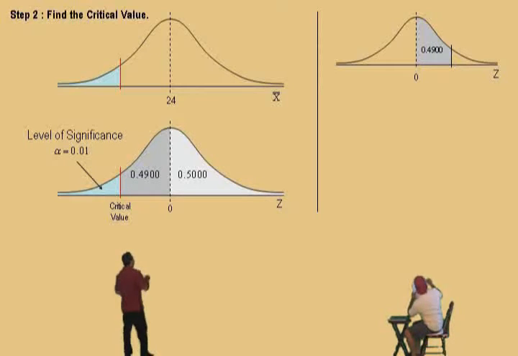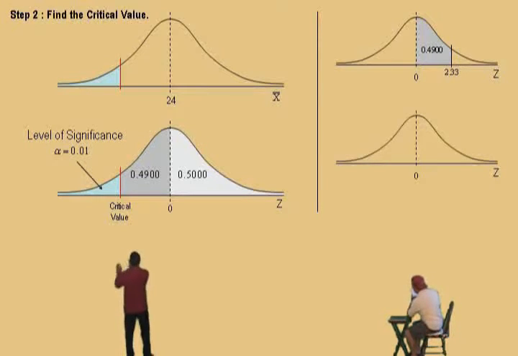And so, look in your table now and look at the area that's closest to 0.4900 and find the z value for that particular area, Charlie. What is it? 2.33. That's the closest one. Okay, now, our critical value is to the left of 0. It's a negative value, right?